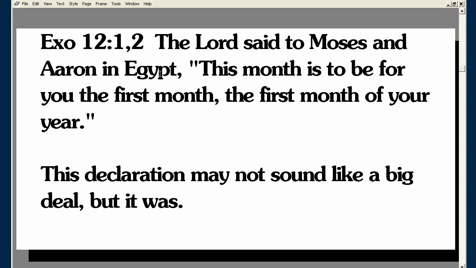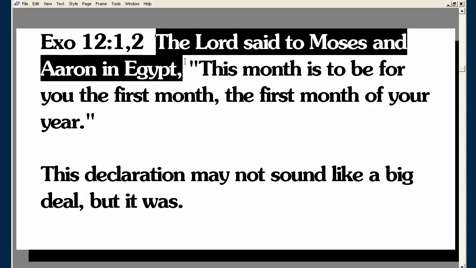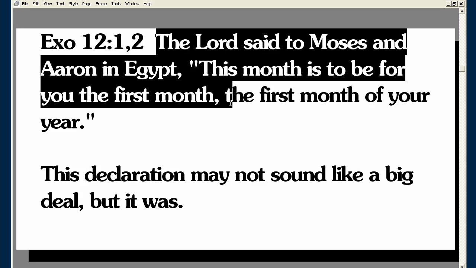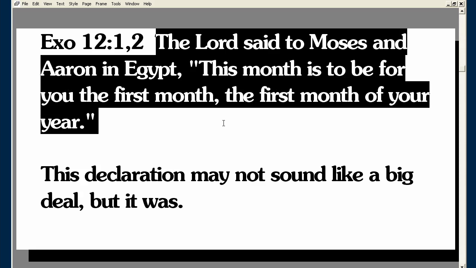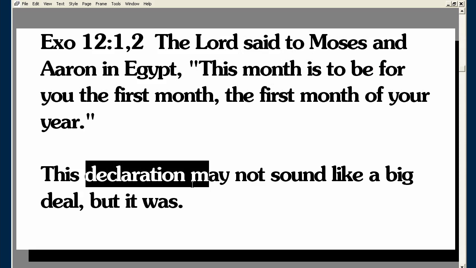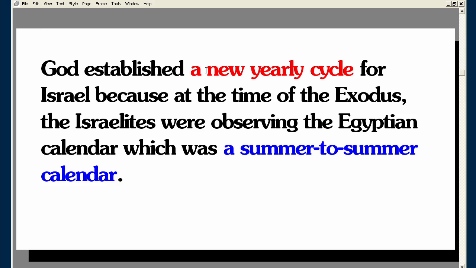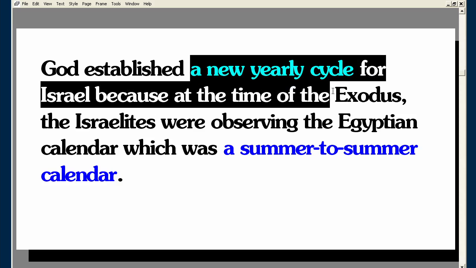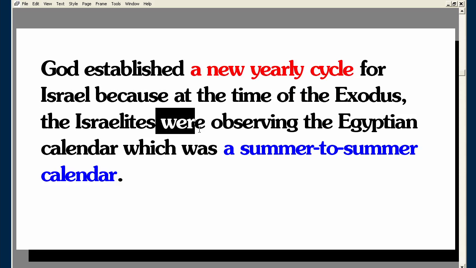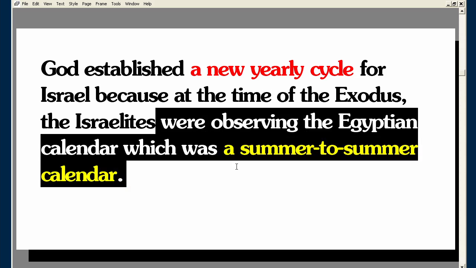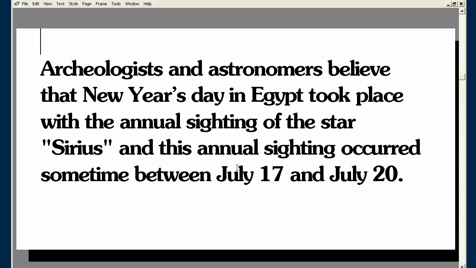In Exodus 12, 1 and 2, we read, "The Lord said to Moses and Aaron in Egypt, 'This month is to be for you the first month of your year.'" This declaration may not sound like a big deal, but it was. God established a new yearly cycle for Israel because at the time of the Exodus, the Israelites were observing the Egyptian calendar, which was a summer-to-summer calendar.